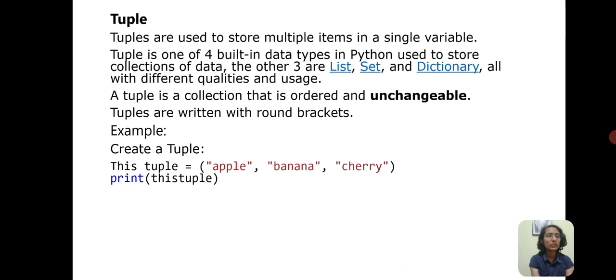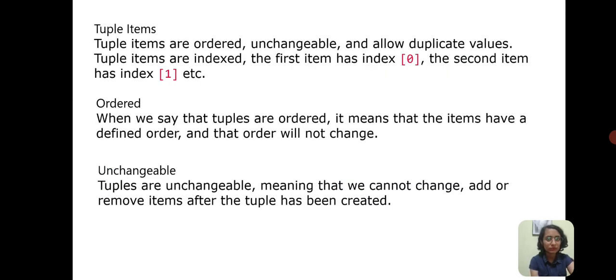Tuples are written with round brackets. Example, create a tuple. This tuple is equal to apple, banana, cherry. Print this tuple. Tuple items. Tuple items are ordered, unchangeable, and allow duplicate values. Tuple items are indexed, the first item has index 0, the second item has index 1, etc.